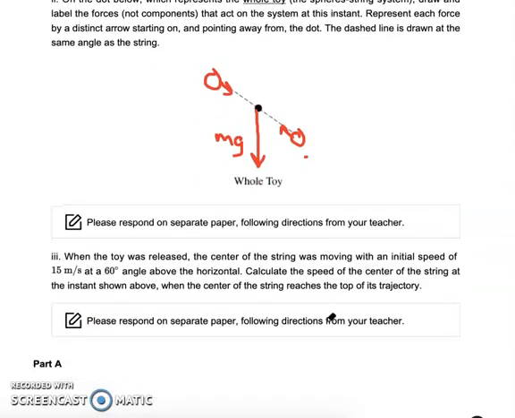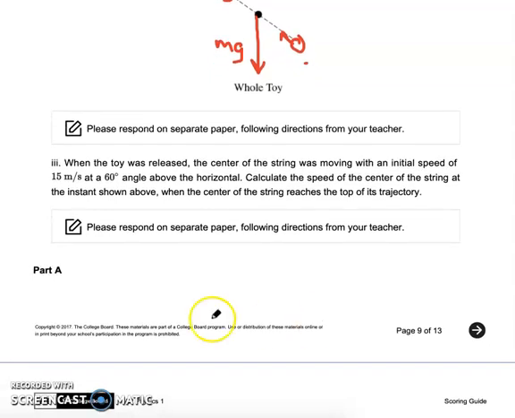Lastly, now this becomes a problem where we calculate. They fire it up at an angle of 60 degrees, 15 meters per second. Calculate the speed at the center of the string. Okay, so it's important that we only care about that. That's the point of this one. The whole toy, if the only force is gravity, then we don't have to worry about any of the rotational part. That's for the individual spheres.